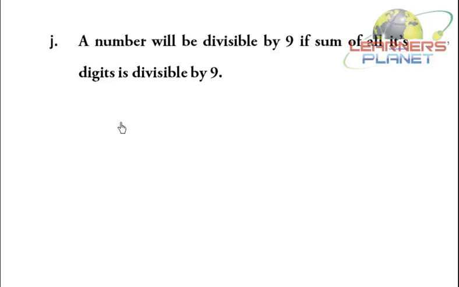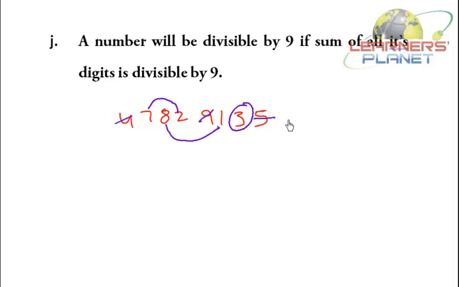I take a random number: 4 7 8 2 9 1 3 5. Let's make the combination of 9. So here, 4 plus 5 is 9. 9 is divisible by 9. This 9 is also divisible by 9. Then this 7 plus 2 is divisible by 9. Then 8 plus 1 is also divisible by 9. So we are left with 3 only, which is not divisible by 9. Hence the complete number is not divisible by 9.